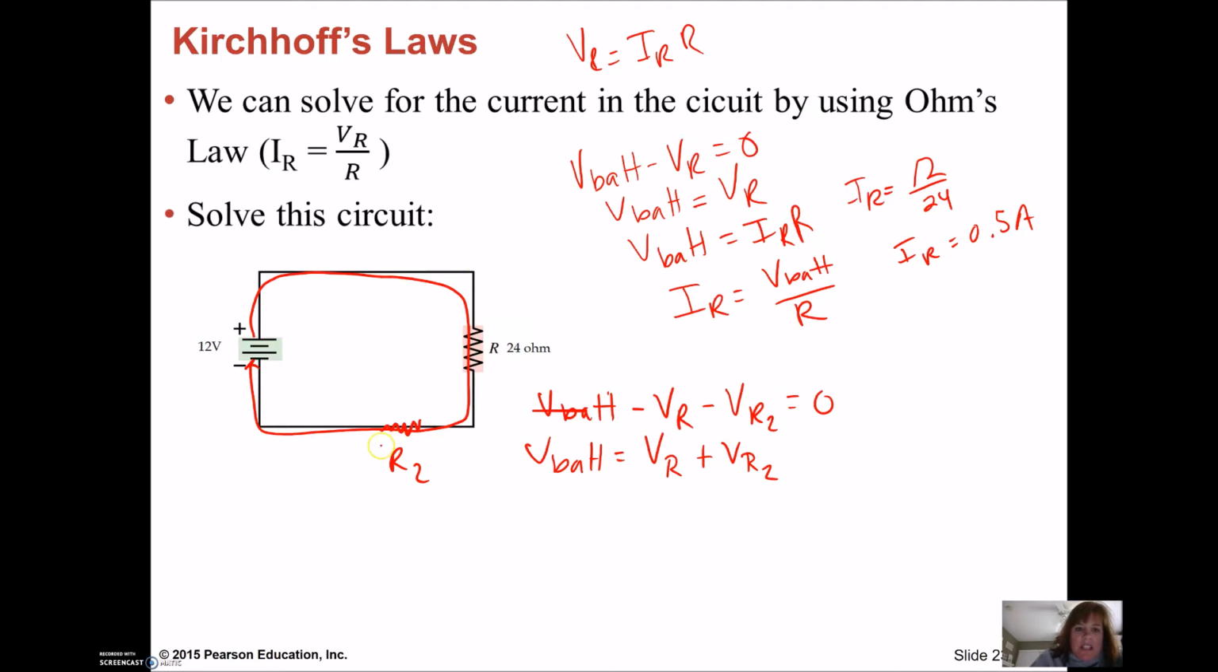Now, because they're in the same closed loop, there are no junctions, right? So the current is the same everywhere in that loop, which means the current through that 24 ohm resistor has to be the same as the current through R2, which has to be the same as the current going through that battery. So we would have V_BAT is equal to I times that 24 ohm resistor plus I times whatever the value of R2 is. And then we could just plug in numbers again because we'd probably know what R2 was, and we could solve once again for current through this circuit. This is called a series circuit.